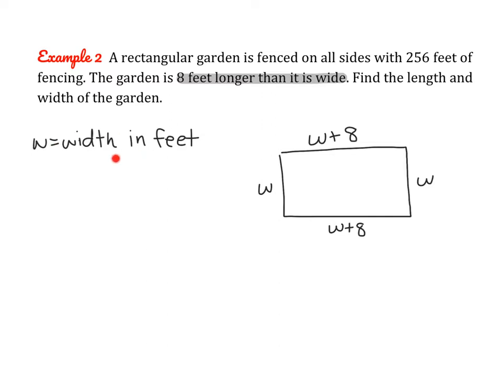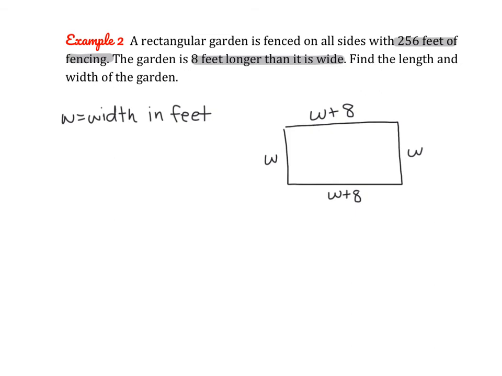Now that we have defined our variable, we need to make an equation. So this says the rectangular garden is fenced on all 4 sides, and it's 256 feet of fencing. So that means if we add up all 4 sides, it should equal 256. So that can be our equation.